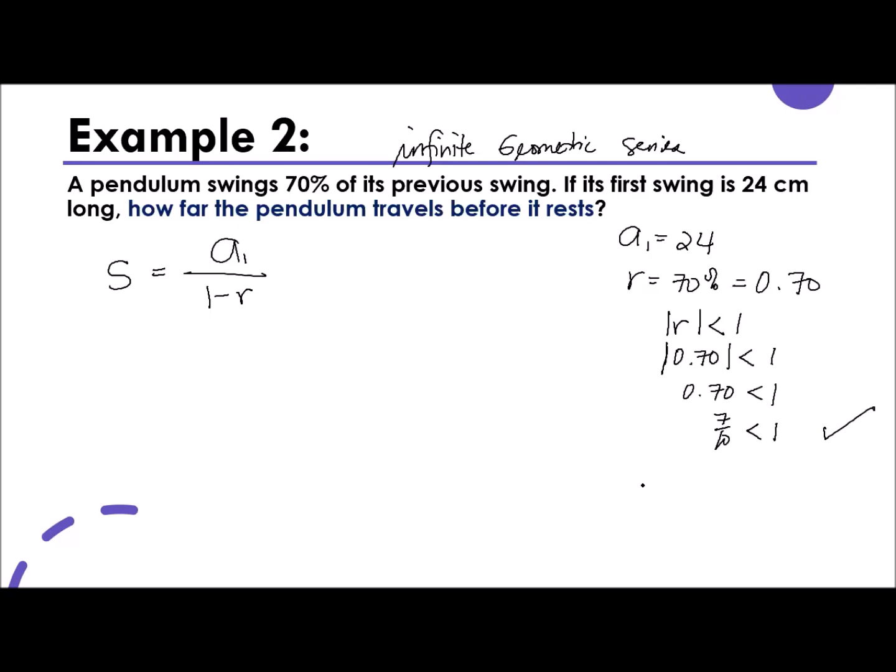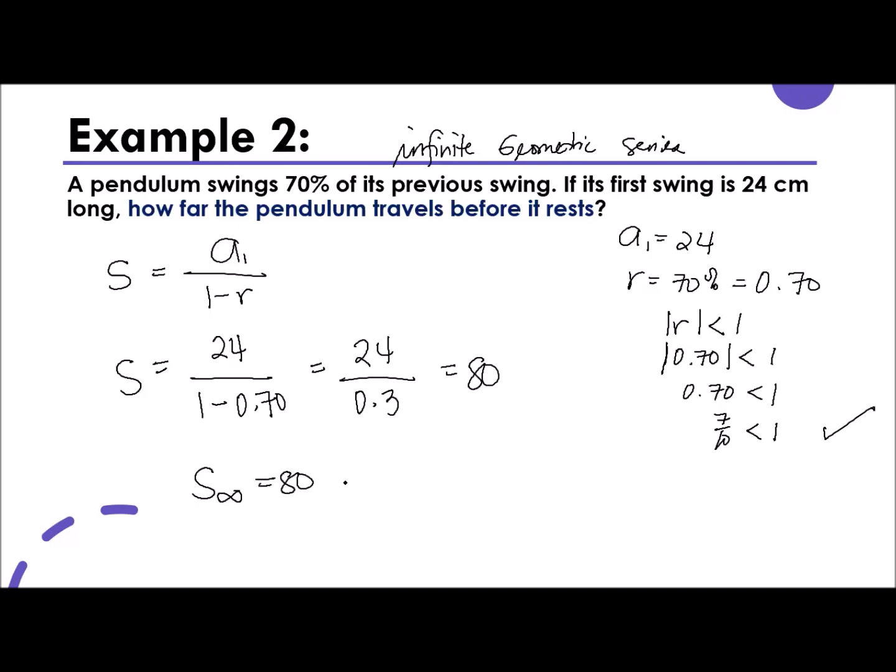And then, wala tayong value ng n kasi infinite. Okay? So, substitute lang natin. As simple as that. So, we will have 24 over 1 minus, gamitin mo na si 0.70. Okay po? So, 24 over, what is 1 minus 0.70? So, that is 3 over 10 or 0.3. And then, you're just going to divide it. 24 divided by 0.3. The answer there is 80. So, ibig sabihin, the sum is approaching to 80 centimeters long. Okay? So, sagutin natin ng tama. The pendulum travels 80 centimeters before it rests. Okay? Is that clear with you?